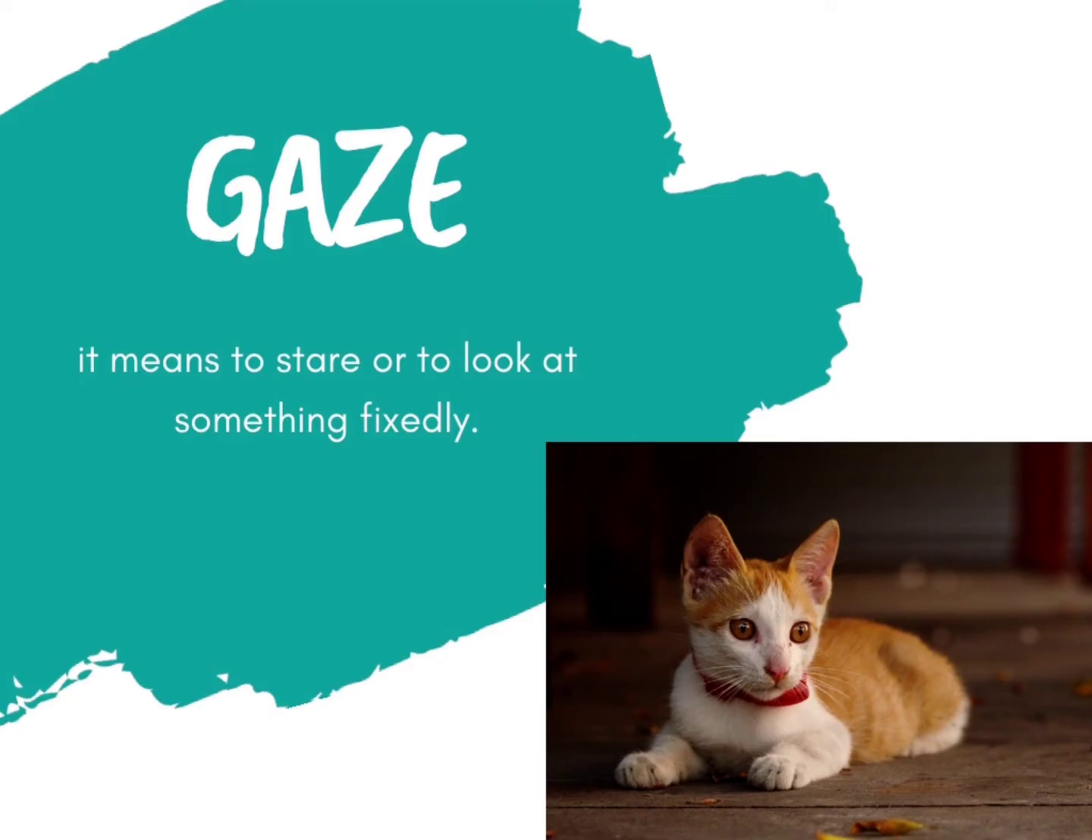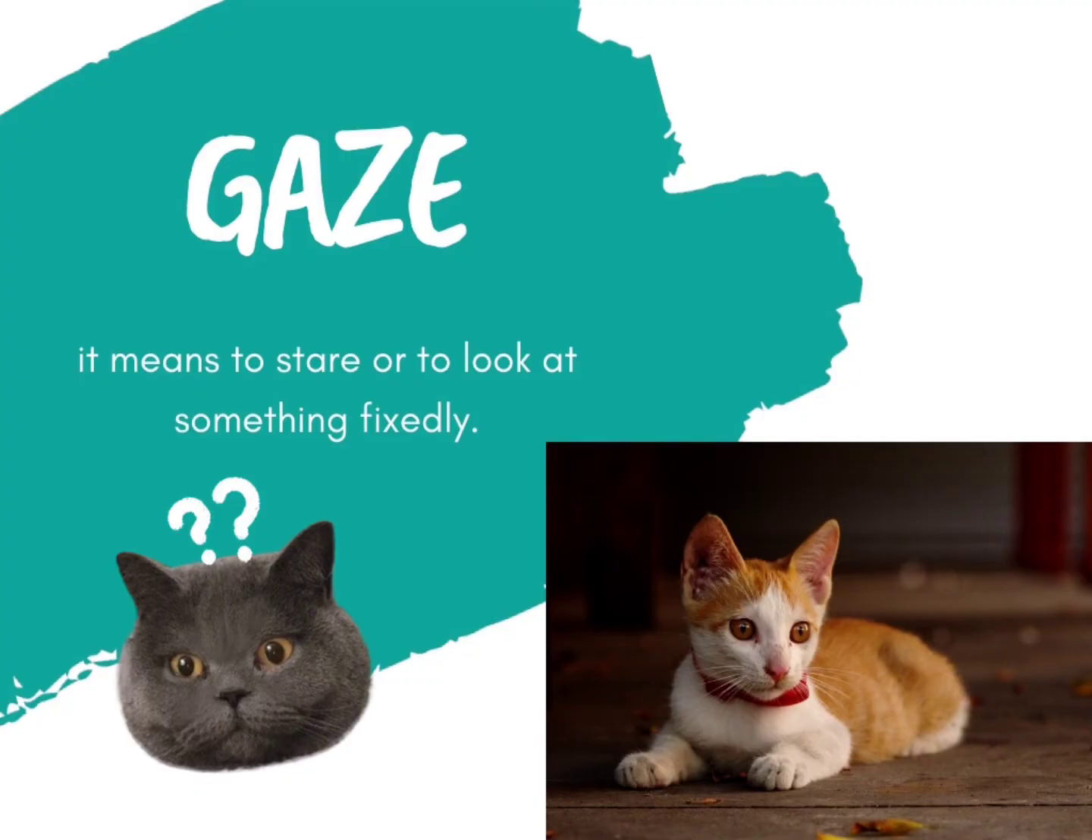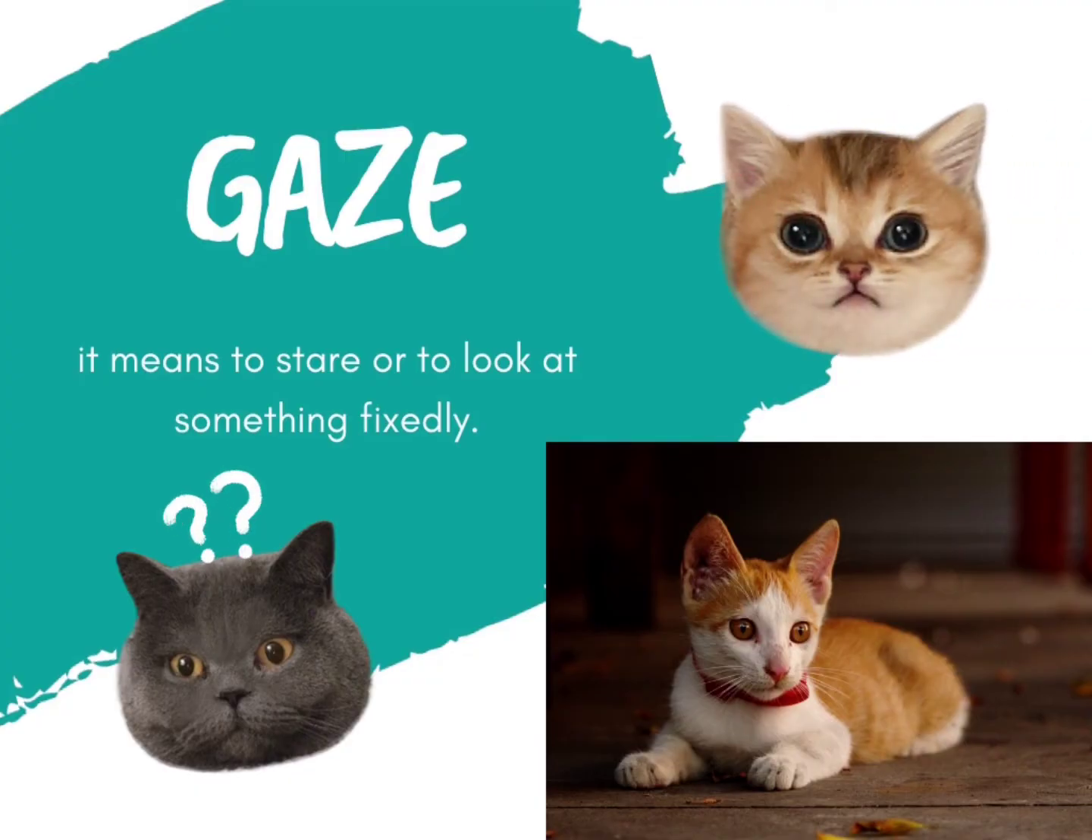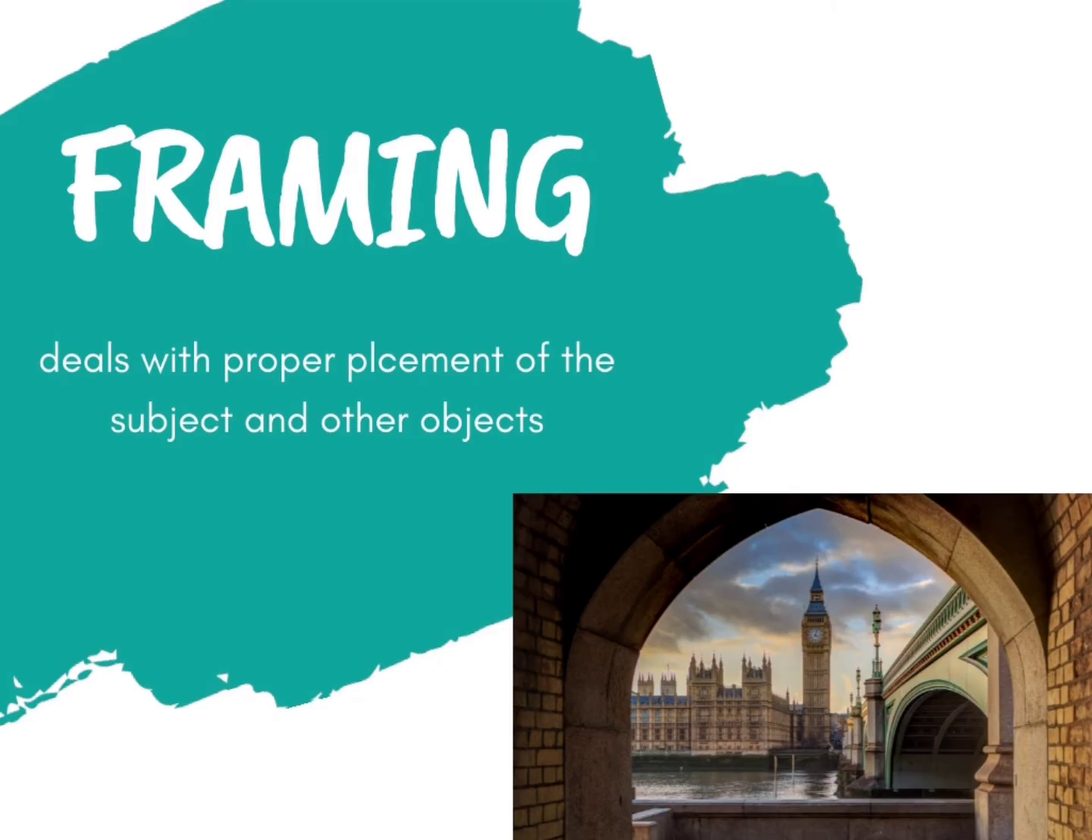Now let's continue talking about another visual element, which is gaze. Gaze means to stare or to look at something fixedly, like what you can see whenever a cat chases their prey. Another important visual element is framing. It deals with proper placement of the subject and other objects in an image. Look at the example right here. As you can see, the main subject of this image is the castle.